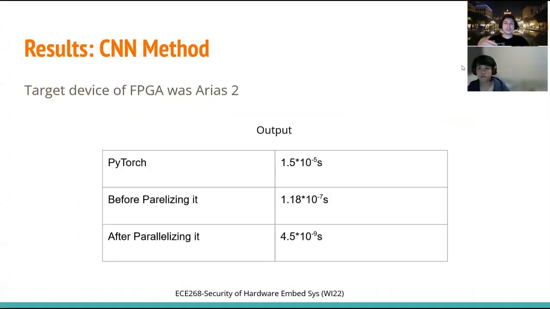For the results, we tested on an FPGA target, which is the RS2. For PyTorch, we ran the code 1,000 times to get a good sampling rate, and we figured out that each convolution took around 1.5 times 10 to the negative 5 seconds. And when we tested it with the FPGA, it ran at around 1 times 10 to the negative 7 seconds. And then when we parallelized the whole system, it actually ran at 4.5 times 10 to the negative 9 seconds, which is significantly faster than running it by PyTorch.